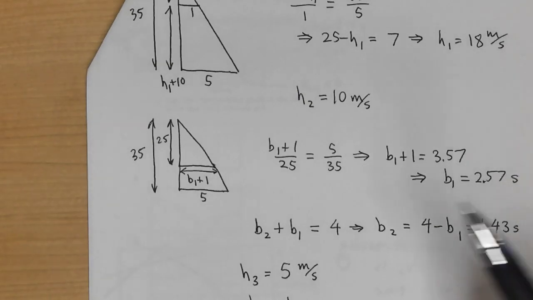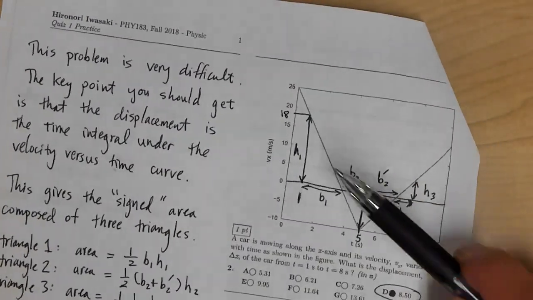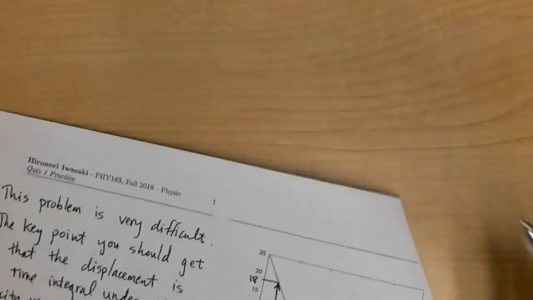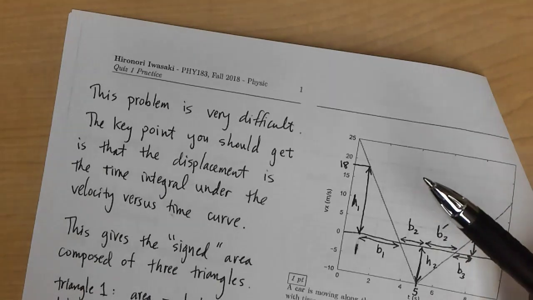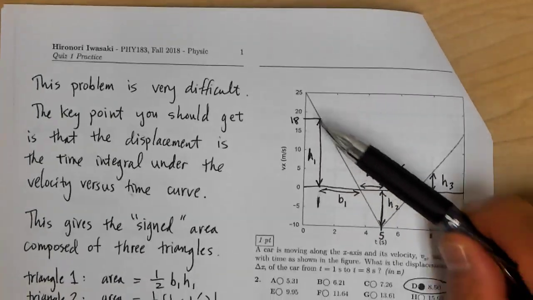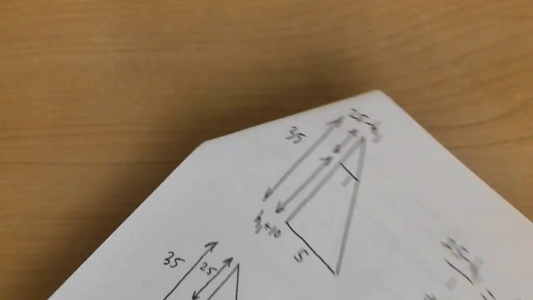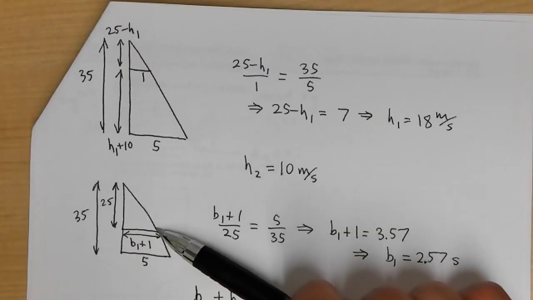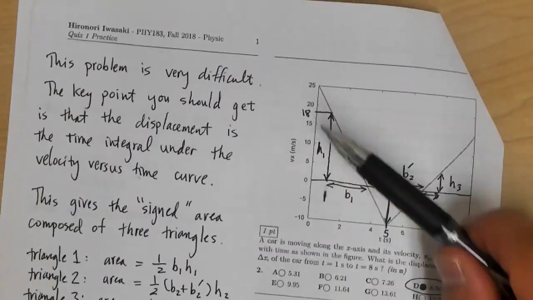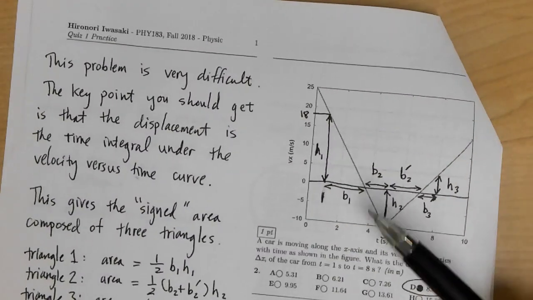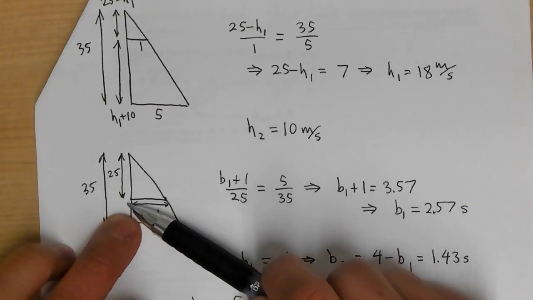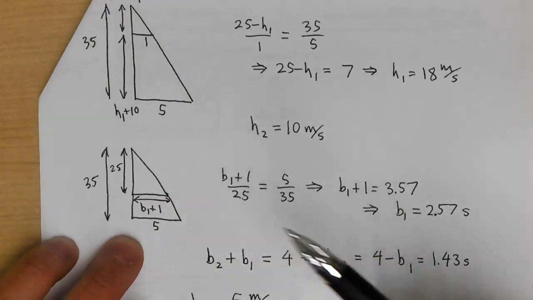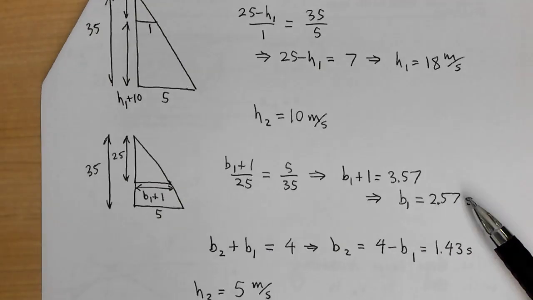Now to get b1, we're going to take this triangle here. This triangle right here has a side b1 plus 1, and then the full triangle is this guy here. That will be enough to solve for b1. So we get b1 plus 1 over 25 equals, from similar triangles, 5 over 35. That can be used to solve for b1. And then the rest is actually more simple.